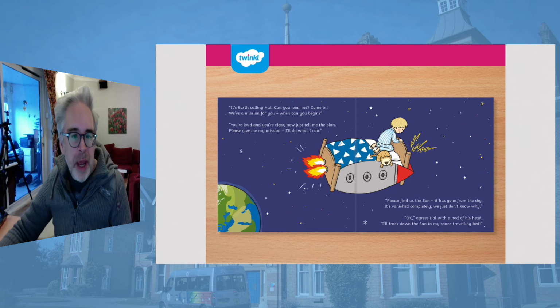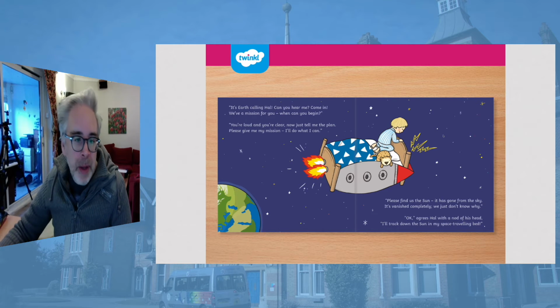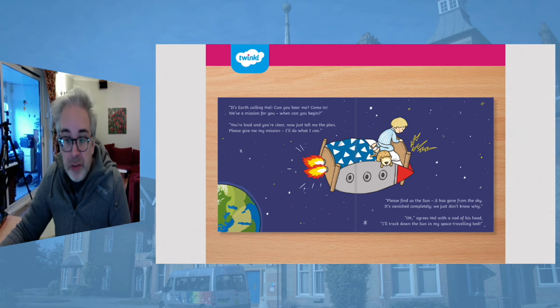It's Earth calling, Hal. Can you hear me? Come in. We've got a mission for you. When can you begin? You're loud and you're clear. Now just tell me the plan. Please give me my mission. I'll do what I can. Please find us the sun. It's gone from the sky. It's vanished completely. We just don't know why. Okay, agrees Hal with a nod of his head. I'll track down the sun in my space-travelling bed.